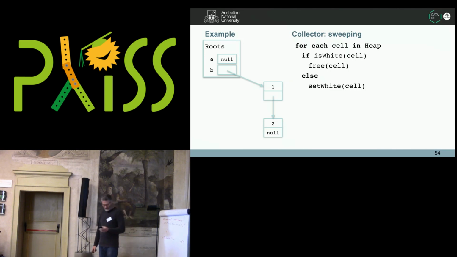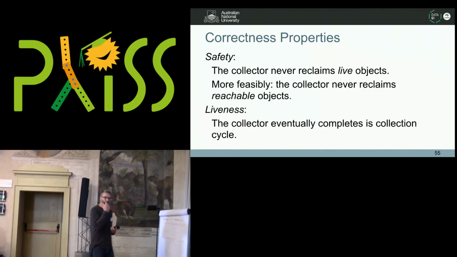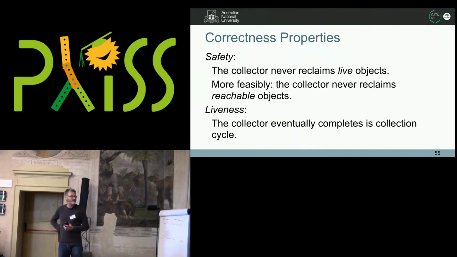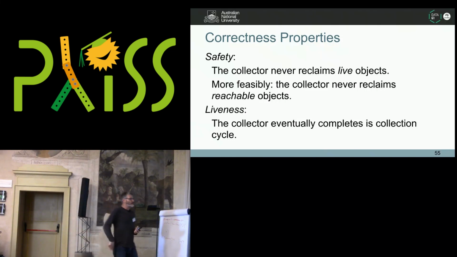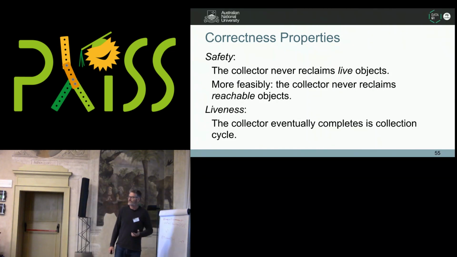Okay, so is this correct? We have some properties that we'd like to prove about a collector. Safety is that the collector will never reclaim live objects, or more feasibly, that the collector never reclaims reachable objects. That's a property we'd like to be able to prove. Another property we'd like to prove about collectors is that they eventually complete a collection cycle, that they don't get stuck, that they are able to get to a point where you're able to collect everything that is garbage.